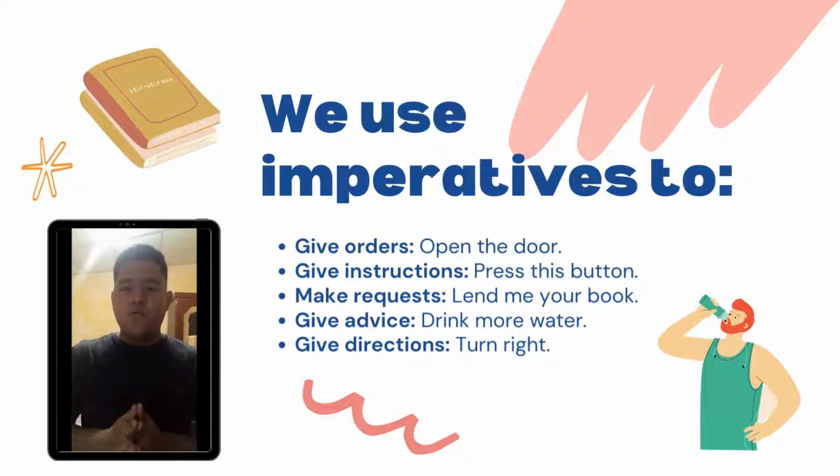For example, we can use imperatives to give orders, as we know. We can say to someone, open the door. And also give instructions like press this button. But also we can use imperatives to make requests. For example, lend me your book, lend me your cell phone. And another use is to give advice. For example, drink more water, do exercise. And finally, we use imperatives for giving directions, like turn right, turn left, etc.